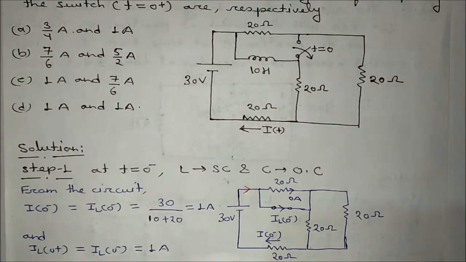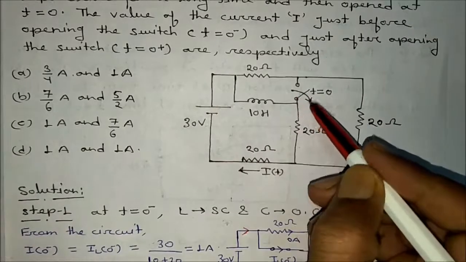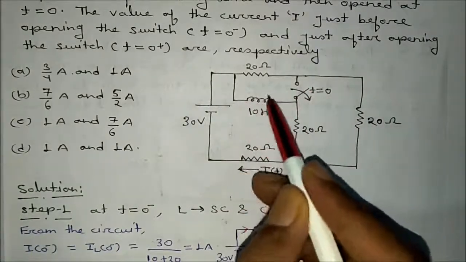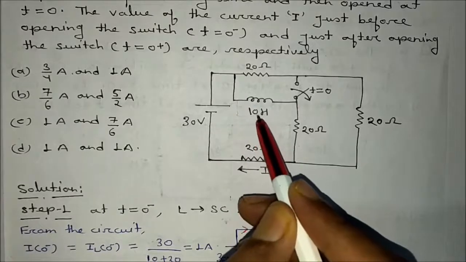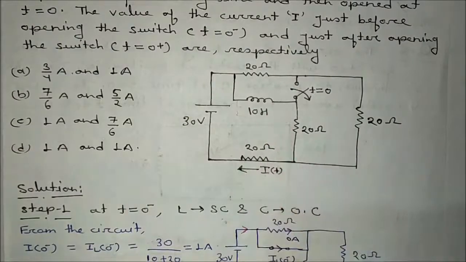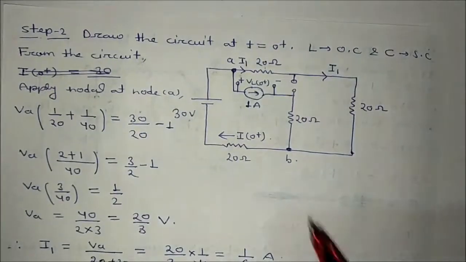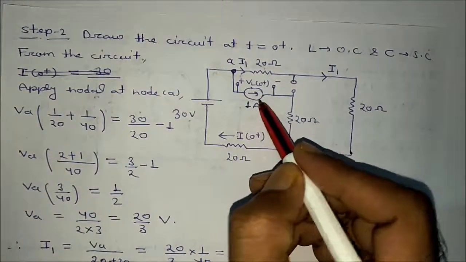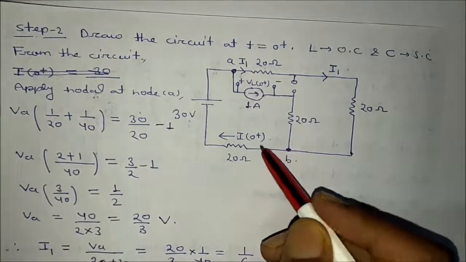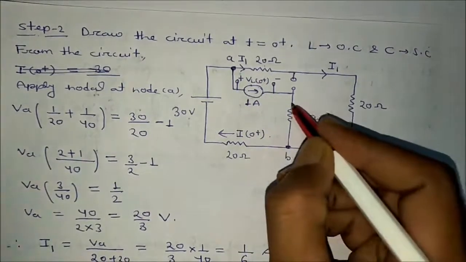Hence, now draw the circuit at t is equal to 0 plus. Step number 2. If you draw the circuit at t is equal to 0 plus, this switch is getting open. Switch is open. L is replaced with a current source. Value is how much? That is 1 ampere. And this inductor will be open circuited. If you draw the circuit, it will look like this one. Is it okay? This one is VL0 plus, this is 1 ampere. It is asking about this current. Can you solve this one? You can see this 1 ampere will flow also here, 1 ampere.